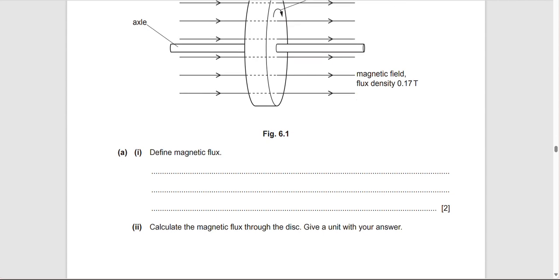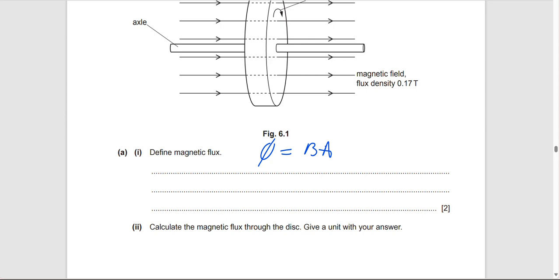So question A, define magnetic flux. Flux is literally just the amount of magnetism passing through a unit area. So it's literally just phi is equal to BA, and that is the answer. That is what we're going to write.